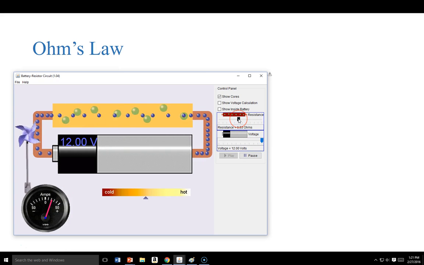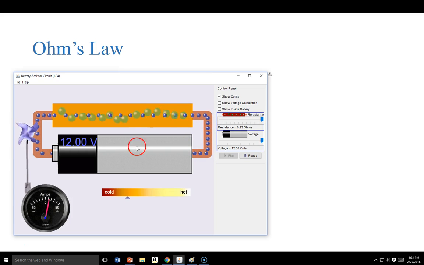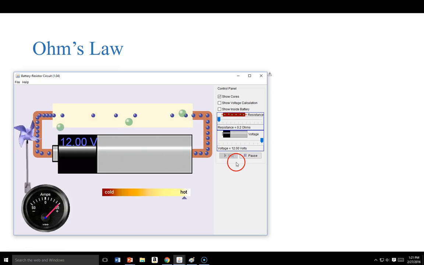What about resistance? What should happen if we increase resistance? Think about it first, predict. Increasing resistance, notice what happens: the flow starts to decrease. It's moving a little bit slower here, and you can see that also on the current reading here. Or if we go in the opposite direction, if we decrease the resistance, notice that the flow increases, the electrons go faster, more of them go through, and you can see that the current increases as well.